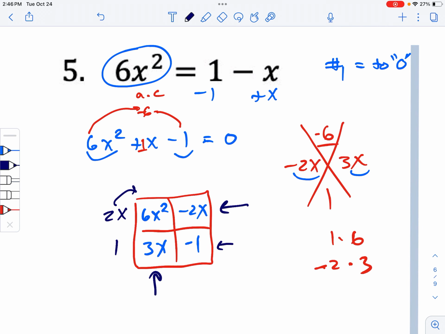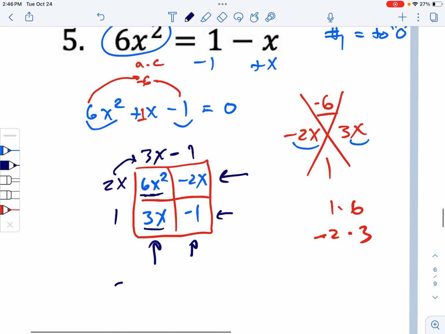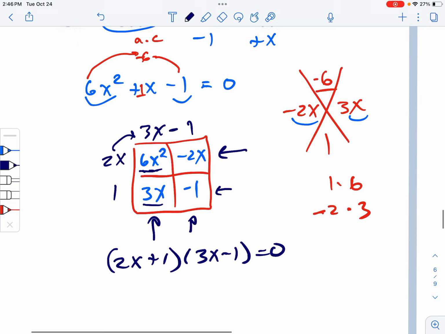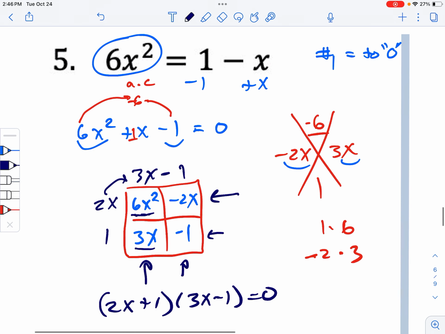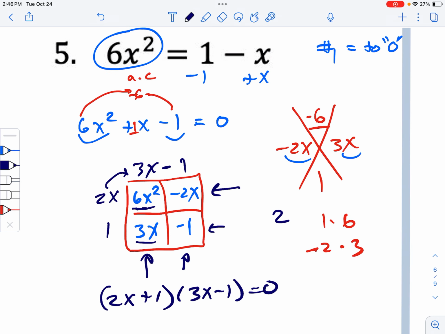Well, 2x times what will give me 6x squared? Well, that's 3x. If you look at 3x and 6x squared, 3x is the greatest common factor. Here I'm going to take out a negative because they're both negative, and it looks like just negative 1. So 2x plus 1, 3x minus 1 equals 0. So there it's factored. That was the second step.